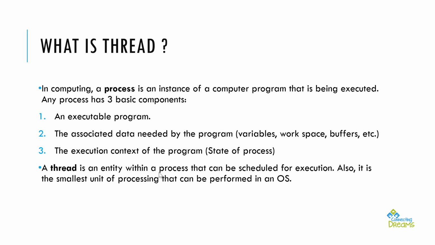A thread is an entity within a process that can be scheduled for execution. It is the smallest unit of processing that can be performed in any operating system. In simple words, a thread is a sequence of such instructions within a program that can be executed independently of other code. For simplicity, you can assume that a thread is simply a subset of a process.